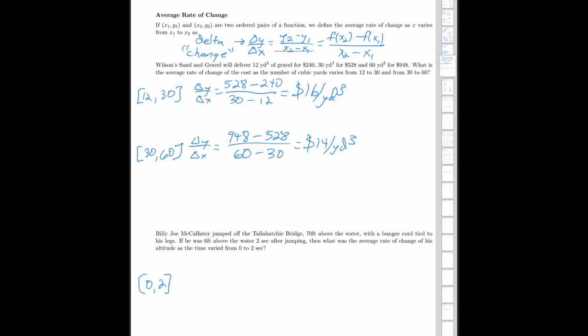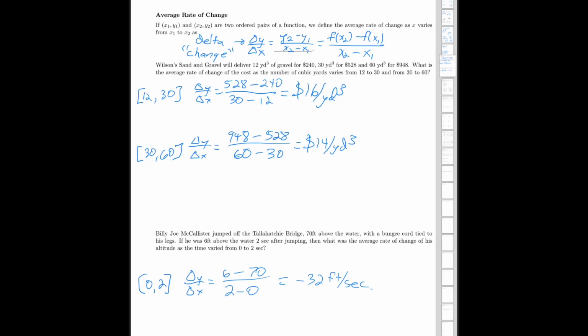And so we want to put his height at time 2 on top. So his height at 2 seconds was 6 feet, minus his height at time 0, which was 70 feet, over 2 minus 0. Once again, it's important to get the order the same, but it doesn't matter which pairing I put first. So in this case, if I put that in my calculator, I'll get negative 32 feet per second. And so that's the idea for average rate of change.